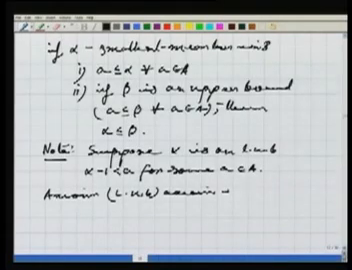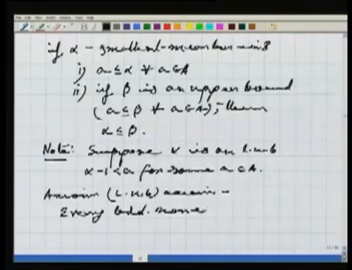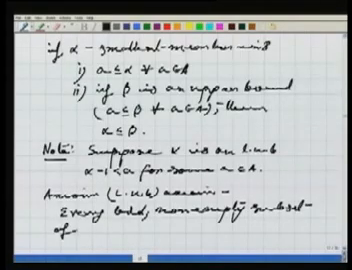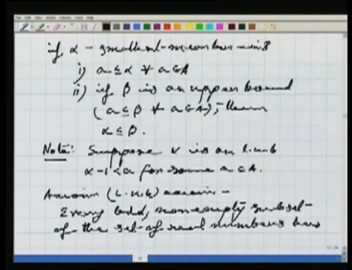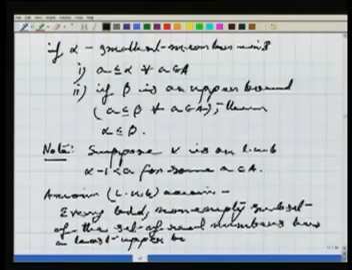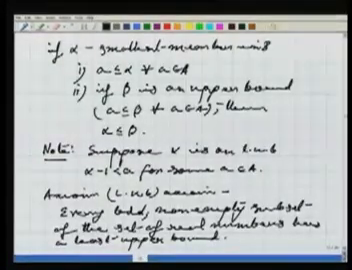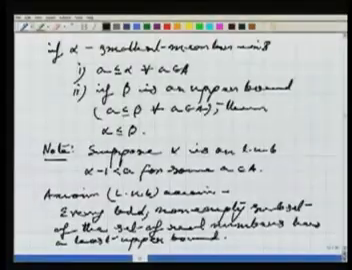It just says that every bounded non-empty subset of the set of real numbers has a least upper bound. This LUB, or least upper bound, which we have defined, is also known as the supremum, and the LUB axiom is also known as the supremum axiom, the completeness axiom, or the completeness property.